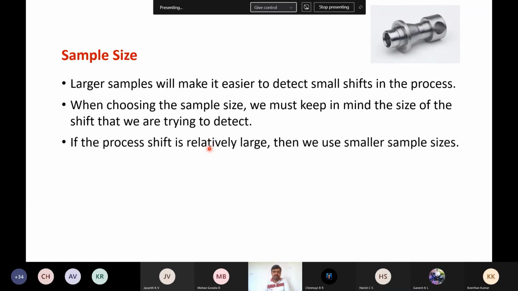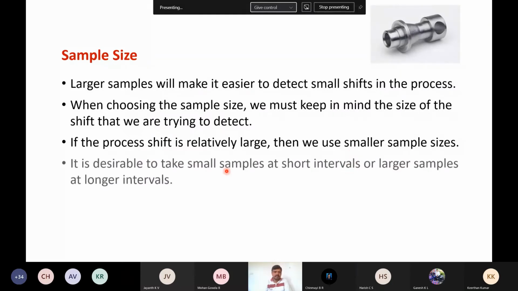If the process shift is relatively large, then we use smaller sample sizes. It is desirable to take small samples at short intervals or large samples at longer intervals. Another important concept is sampling frequency. How often do you take these samples?